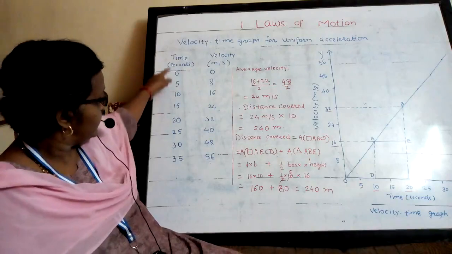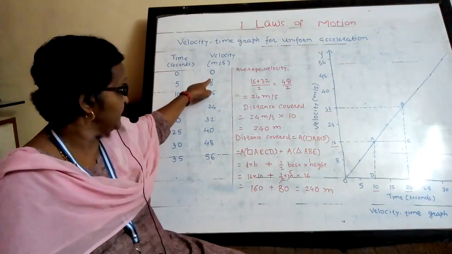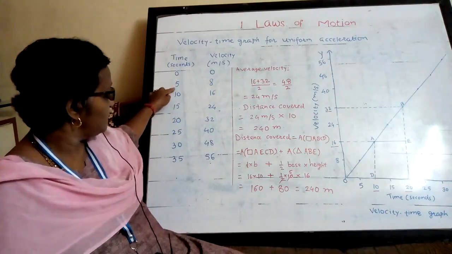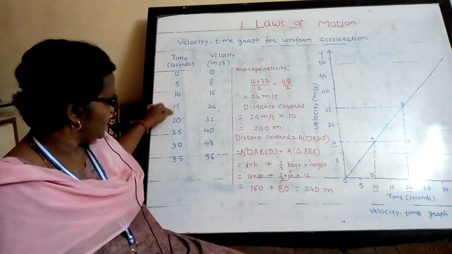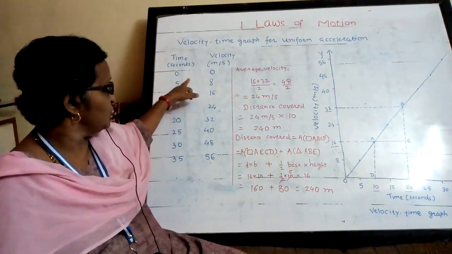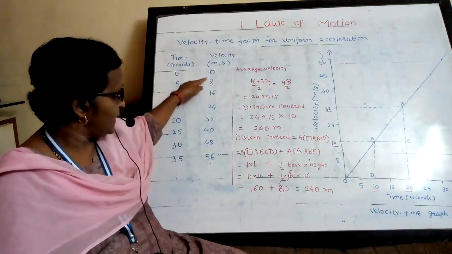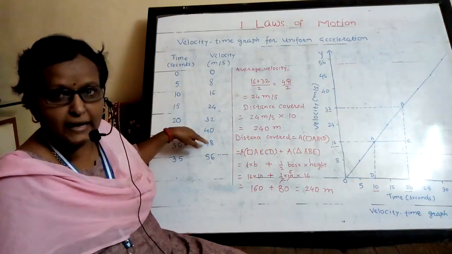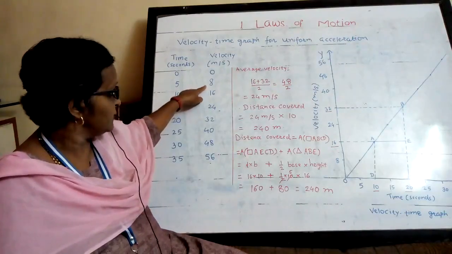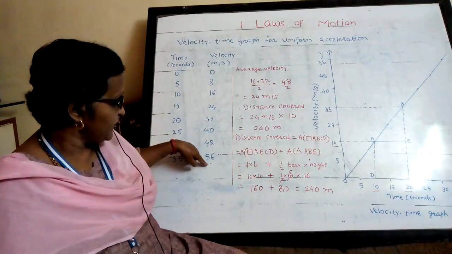You see the table, the time is given in seconds and the velocity of the car in meters per second. The time gap is 5 seconds each, that is 5, 10, 15, 20, 25, 30 and 35, and the velocity increases by 8 meters per second each time, so this is also a uniformly accelerated motion of the car. 8, 16, that is the table of 8: 16, 24, 32, 40, 48 and 56.